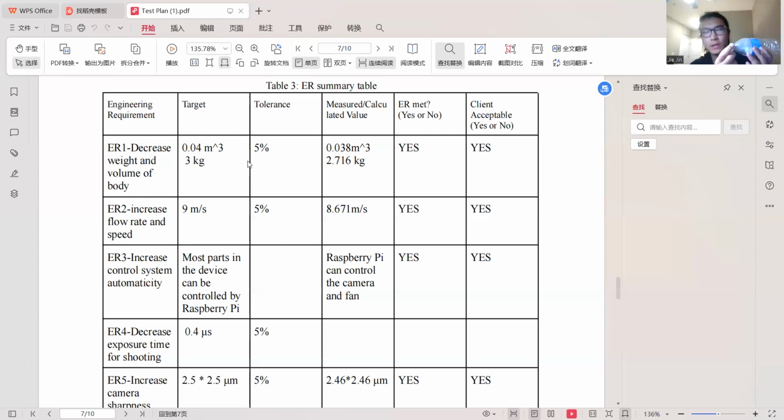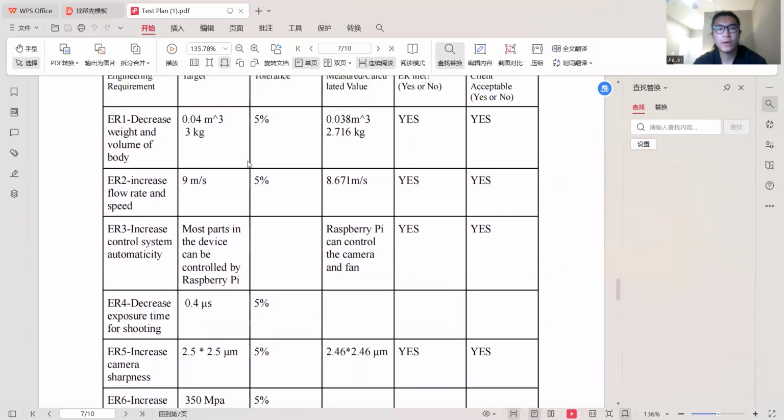so we can get the wind speed at the entrance. We use wind speed times the cross-section area of the entrance to get the flow rate, and divide the flow rate by the cross-section area of the window section to get the wind speed in the window section. And the result is 8.671 meters per second. It's very close to 9 meters per second.